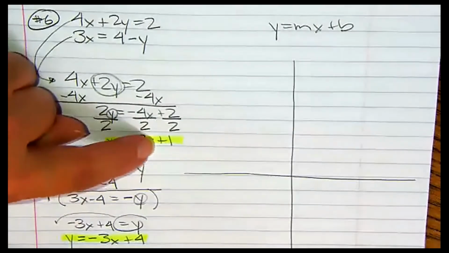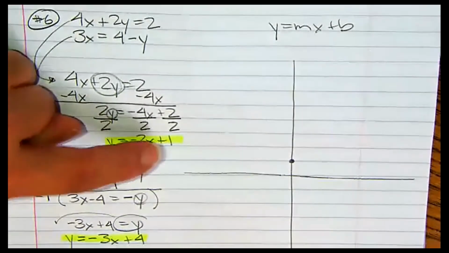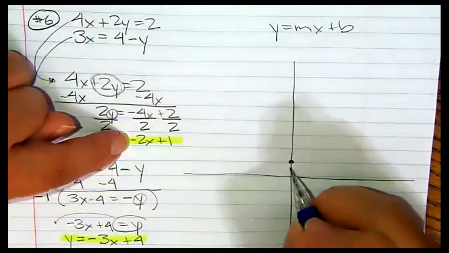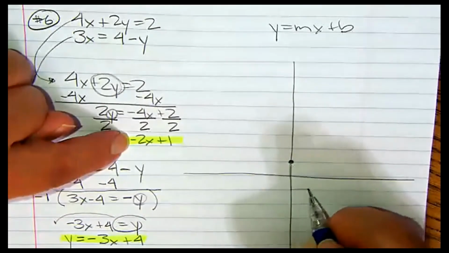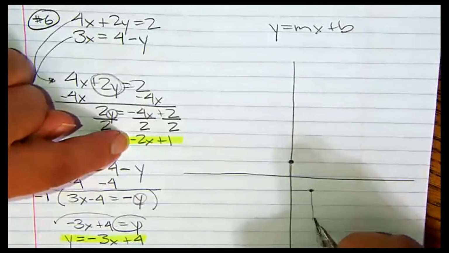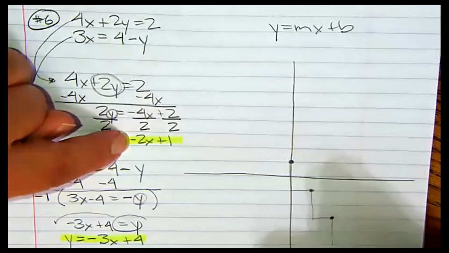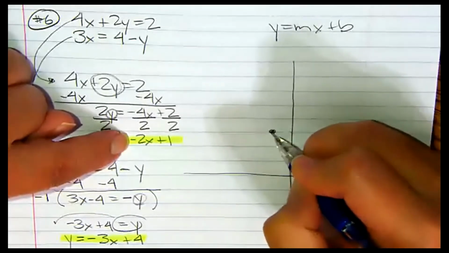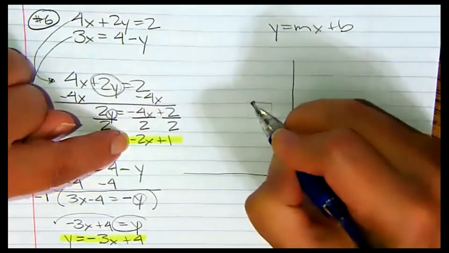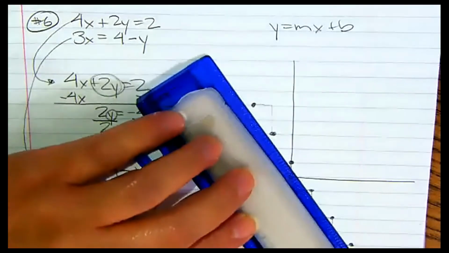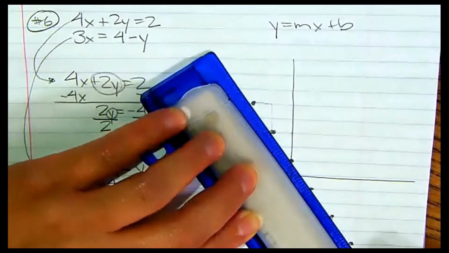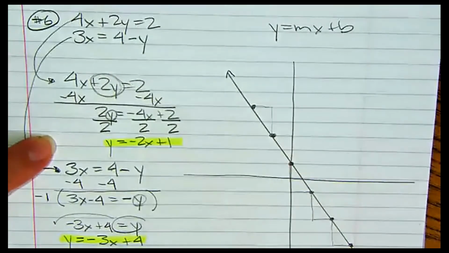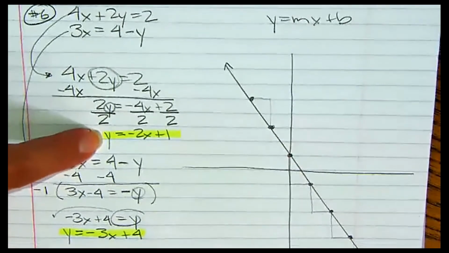So here, my y-intercept is positive 1. My slope is negative. It's going to go down, and it's going to go down 2 and over 1. Down 2 over 1. Down 2 over 1. And just for good measure, I like to go the other direction. Just a couple of points. So this line matches this equation.